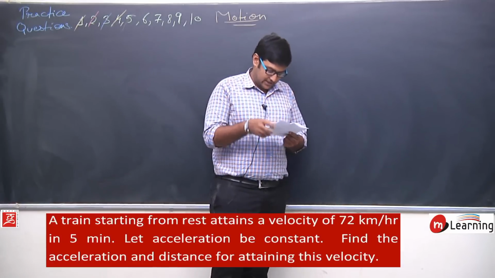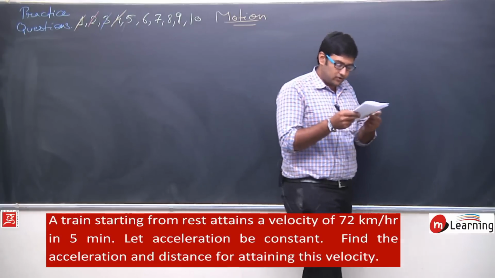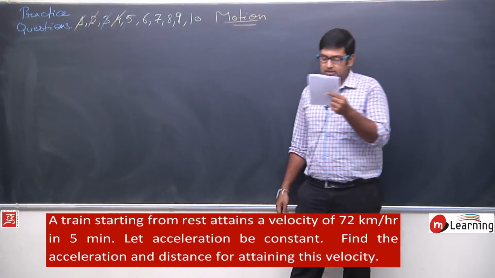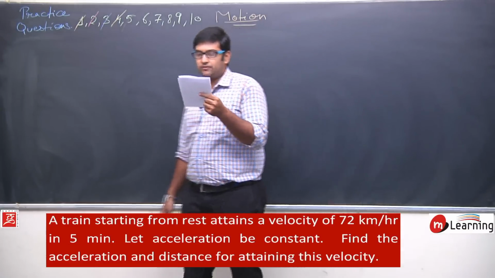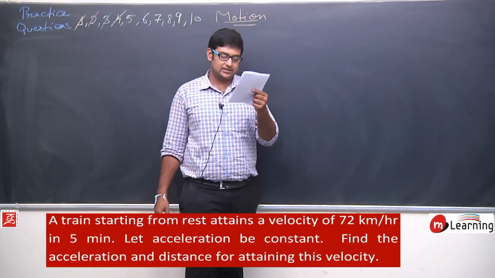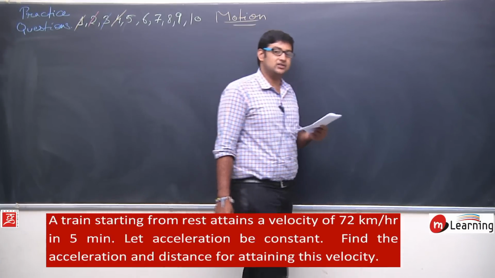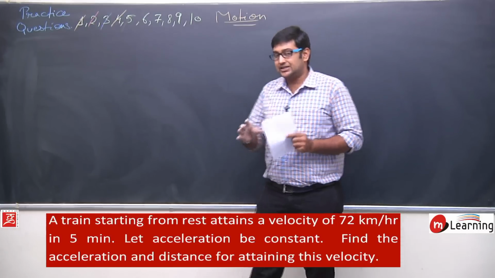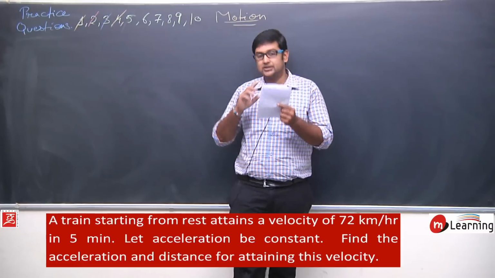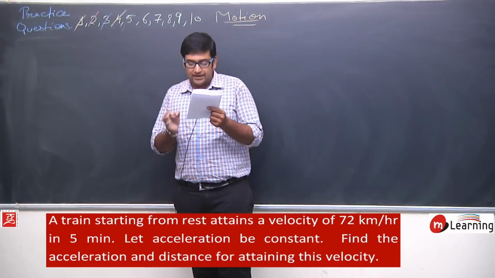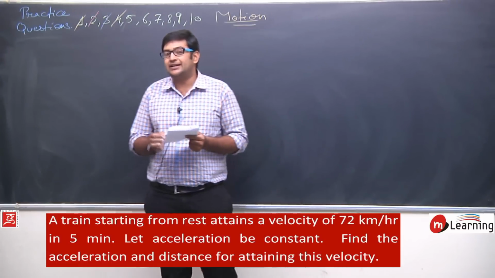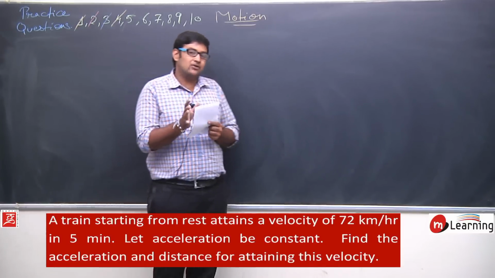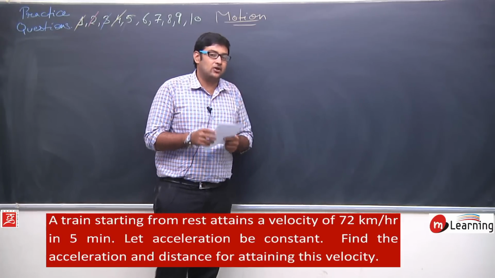So question number 5 says, a train starting from rest attains a velocity of 72 kilometers per hour in 5 minutes. Assuming that the acceleration is uniform, find the acceleration and the distance traveled by the train for attaining this velocity. So the question is very simple. It says that there is a train. It started from rest, which means from zero velocity, and it attains a velocity of 72 kilometers per hour in 5 minutes. So here we need to calculate the acceleration of this train.